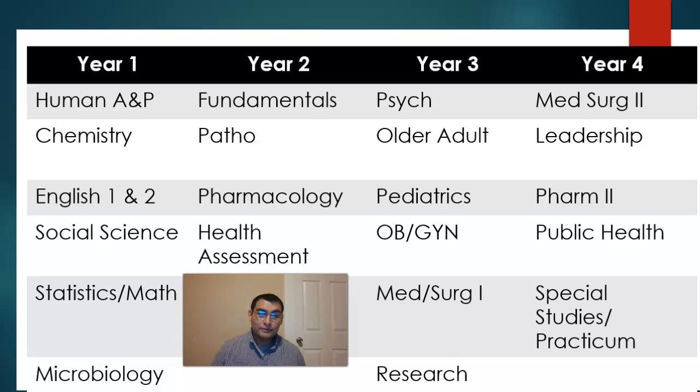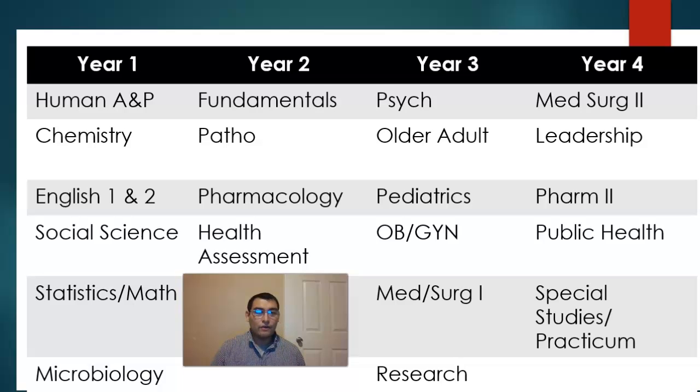So, as we progress, we see psych, older adult, or geriatric nursing, which is the older term for that. We also have pediatrics, OBGYN, Med-Surg 1, and research. I think this is a great example, as previously mentioned, in regards to teaching students more specialized learning as they further progress into the program.